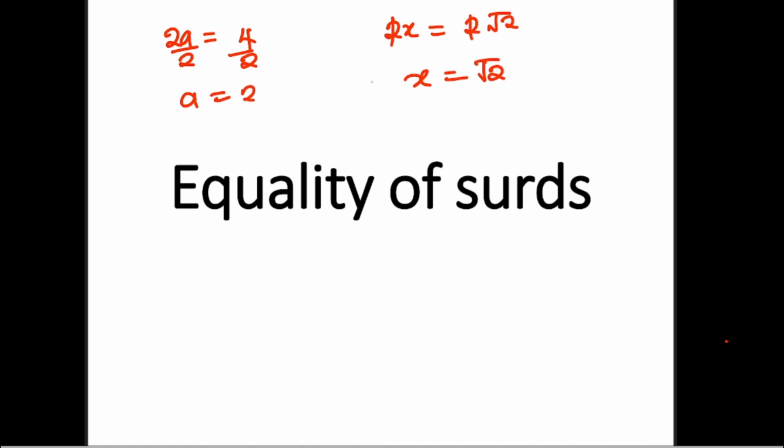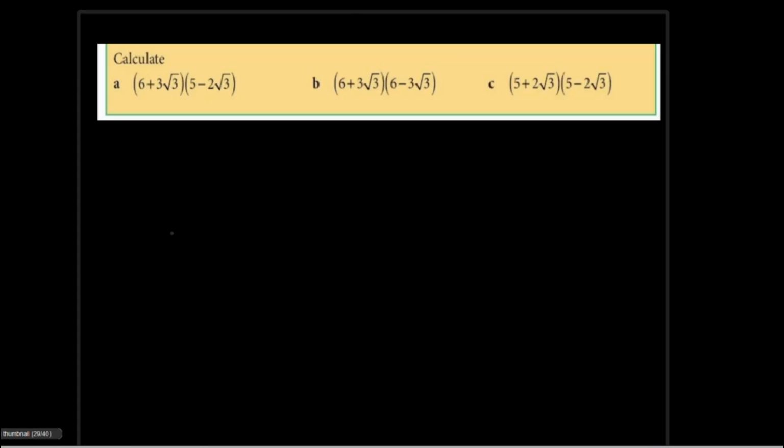And this is how we can use the principle of equality of surds to solve equations. So it's also a way of simplifying equations involving surds. So let's just look at a quick example. It's not a new thing that we've not seen before. It's just another approach. Okay, calculate the following.